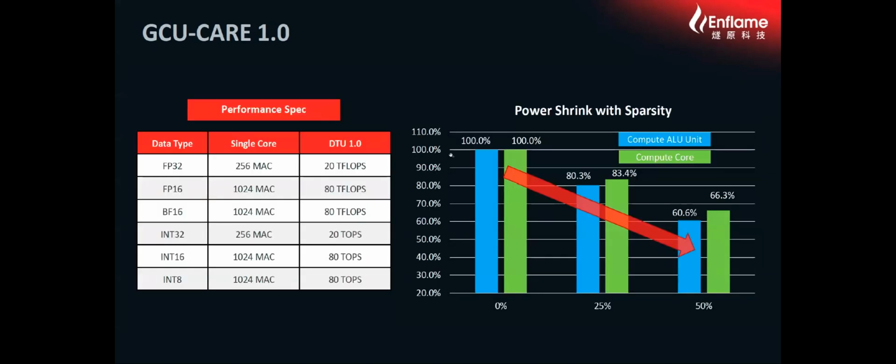So in terms of the performance spec, we can support different data types, including floating point 32, floating point 16, BF16, integer 32, integer 16, and integer 8. In that sense, we can also use the same training AI ASIC chip to accelerate the inference stage as well.